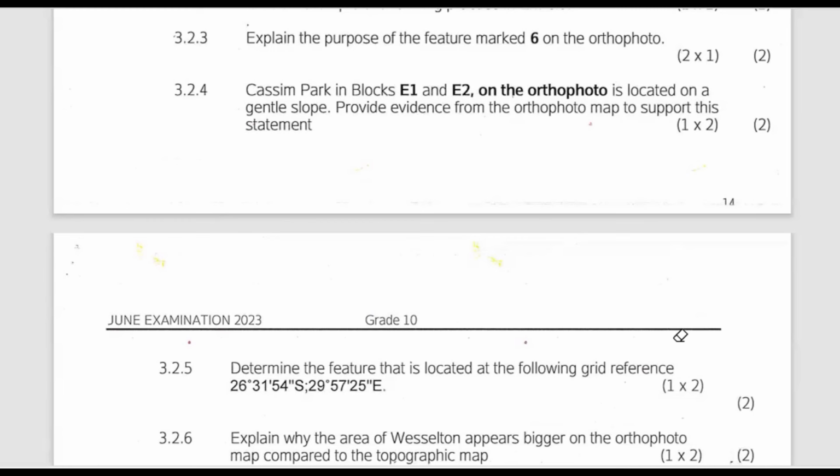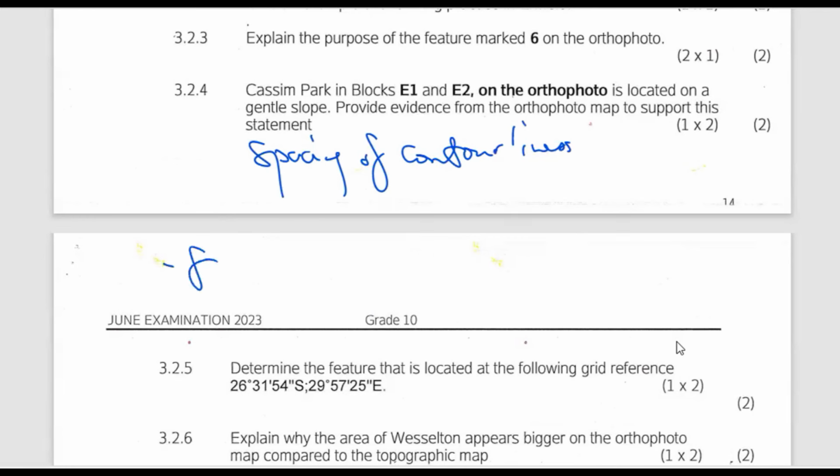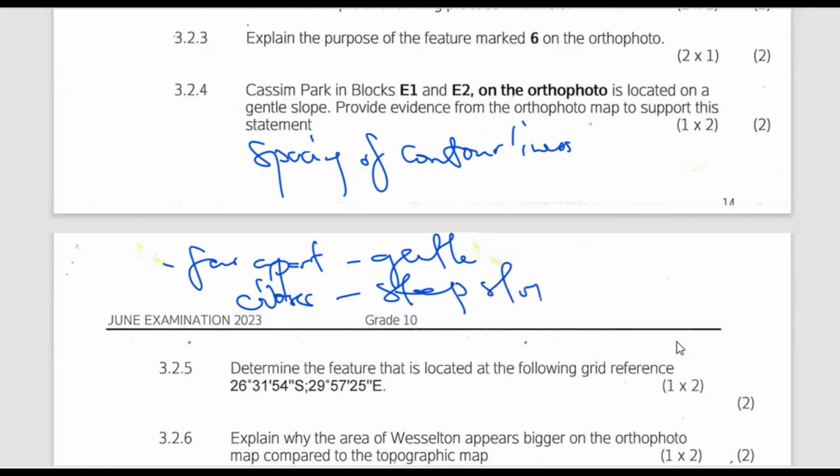Kazim Park in blocks E1 and E2 on the orthophoto is located on a gentle slope. Provide evidence from the orthophoto map. Right, what you only check there for steepness of an area or for gradient, you just check the spacing. Check spacing of contour lines. Where they are far apart, it means it's a gentle slope. Where they are closer to each other, it means it's a steep slope. That is the clue that you use if you want to check on the gradient of a given area.